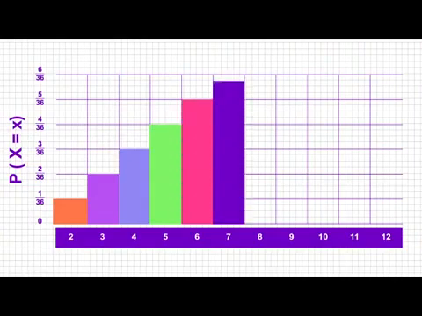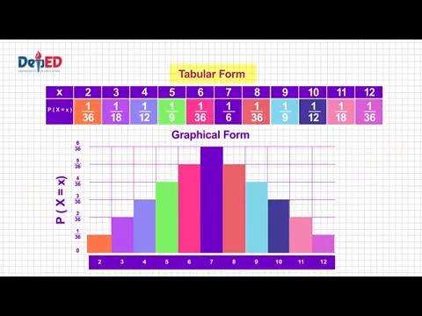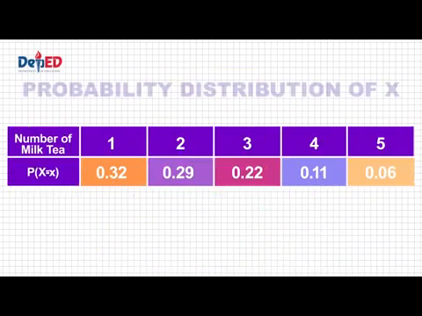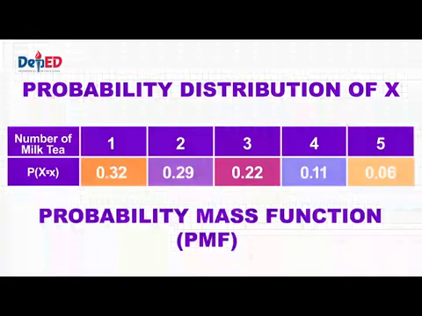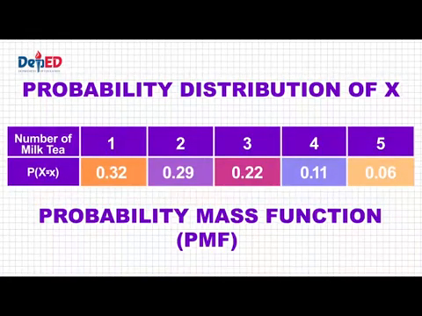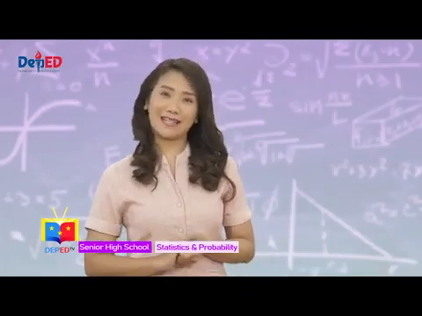A discrete random variable distribution can be presented in tabular form or graphical form. Probability distribution of x is the set of all possible values of the random variable x together with their corresponding associated probabilities. And if x is a discrete random variable, the probability distribution is called the probability mass function or PMF.